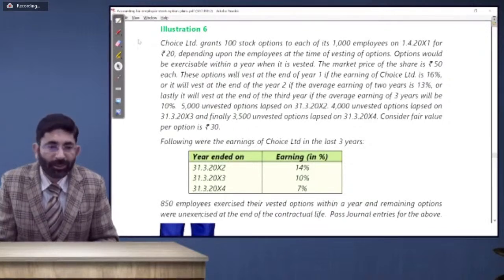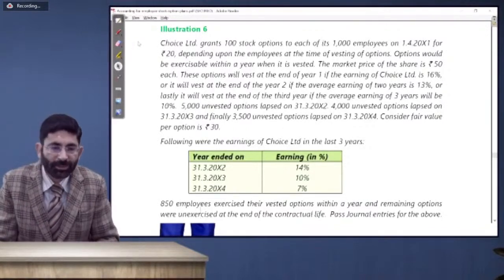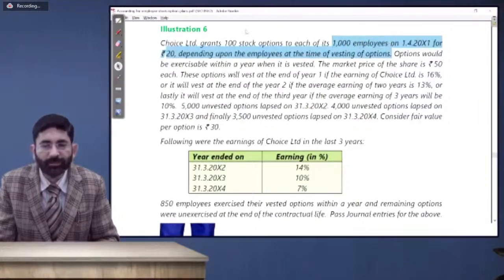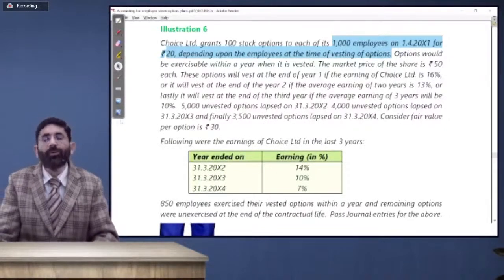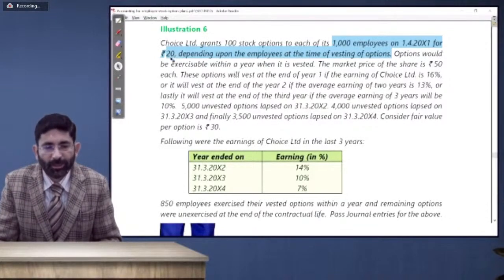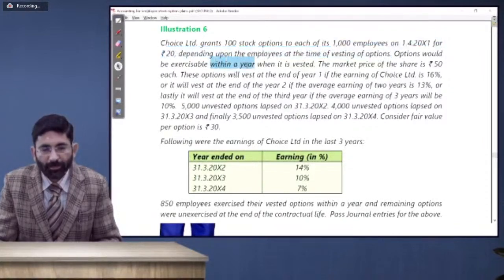Let's start with illustration number 6. It is Choice Limited granted 100 stock options to each of its 1,000 employees on 1st of April at the rate of 20, depending upon the employees at the time of vesting of option. So 1,000 at the rate of 20 we are giving. It is to be exercisable within 1 year when it is vested. The market price of the share is 50.